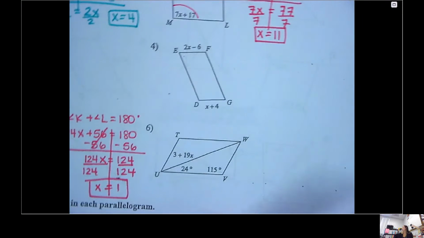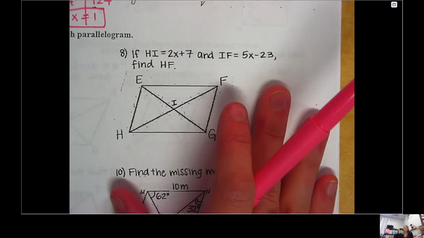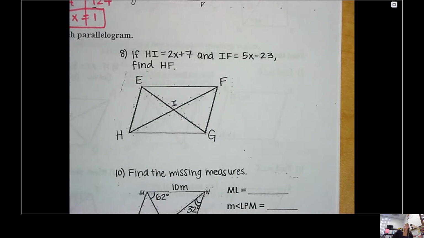Okay, I'm going to do one more with you, and then I'm going to let you finish the front with the people at your table. We'll check it at the end. Nope, I'm going to do 8. I'll do 8. Last one. Okay.